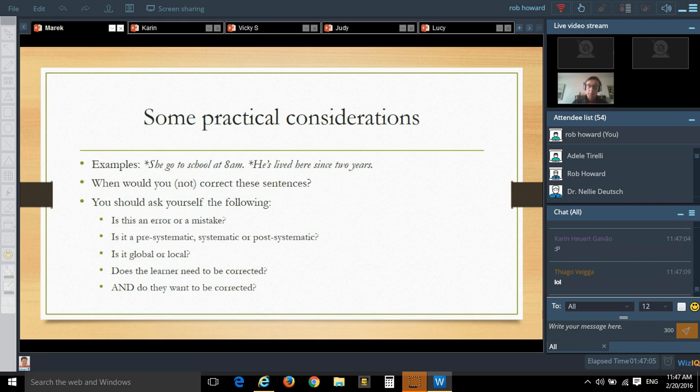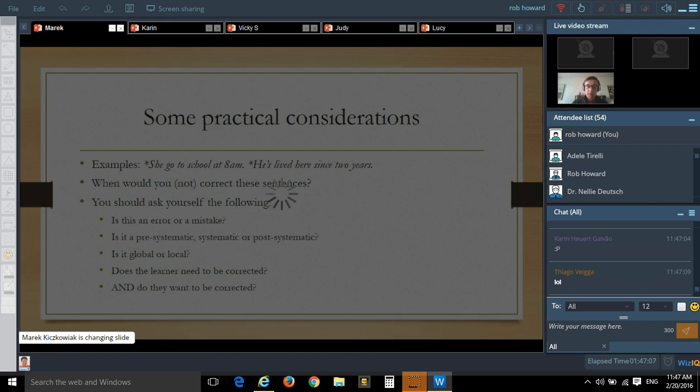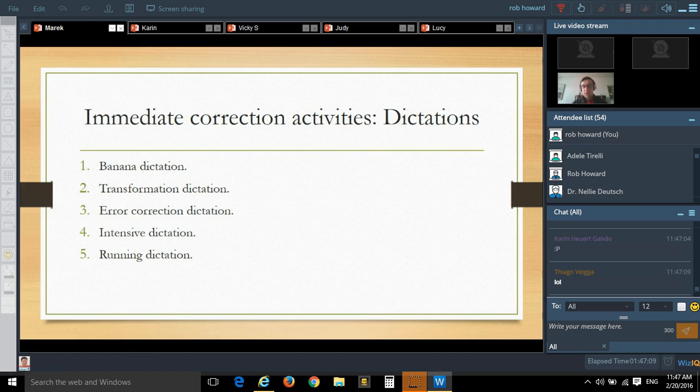And let's now look at some activities. The first bunch of activities are immediate correction activities, so sort of on the spot when the mistake happens. And the first ones that I chose are dictations. They don't necessarily have to be dictations in the traditional sense of the word when the student writes things down. They can be, but they also can be done orally, which is much quicker and involves the student sort of thinking on the spot very quickly.